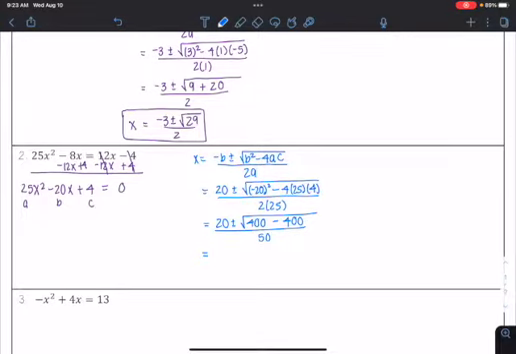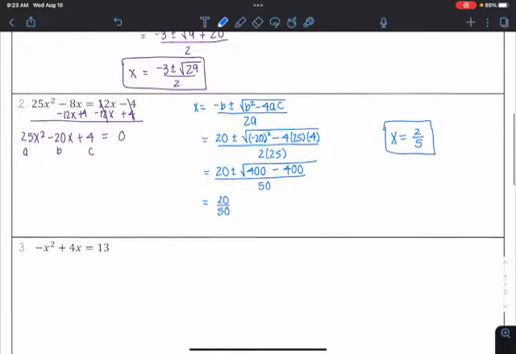Well, 400 minus 400 is 0, and the square root of 0 is just 0. So this ends up simplifying out to being 20 over 50. And if I simplify that fraction, I get that x is equal to 2/5. So I see for this one, I only got one solution.